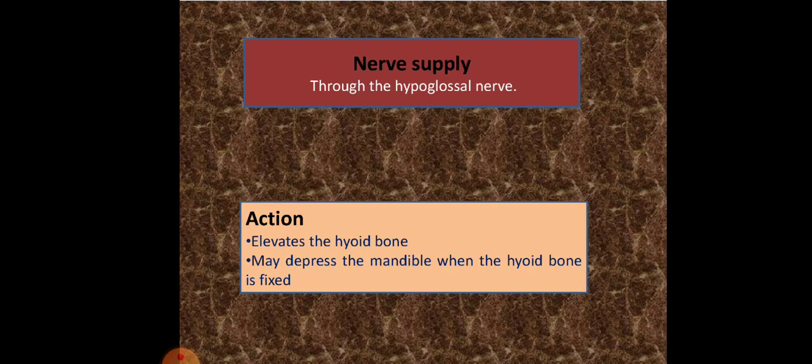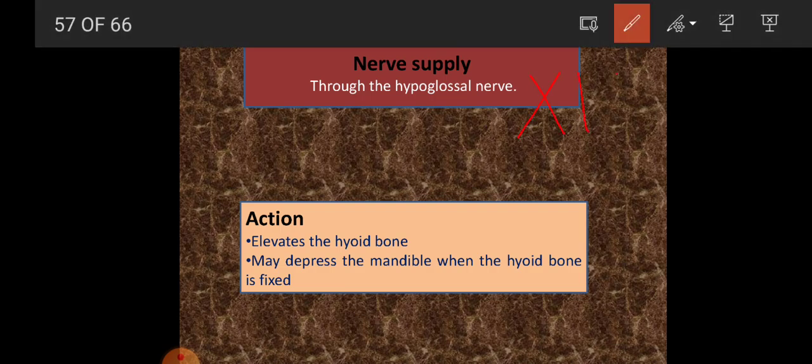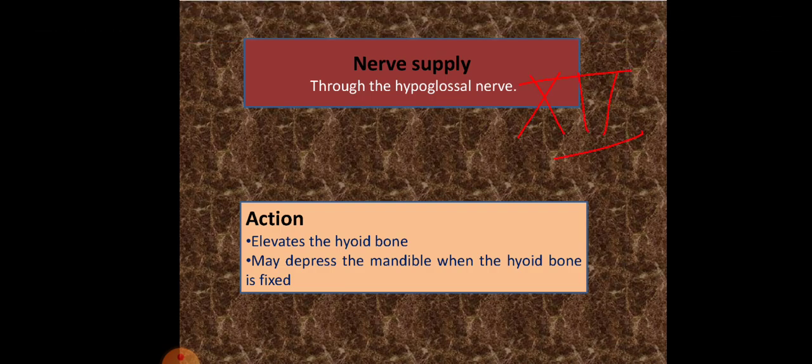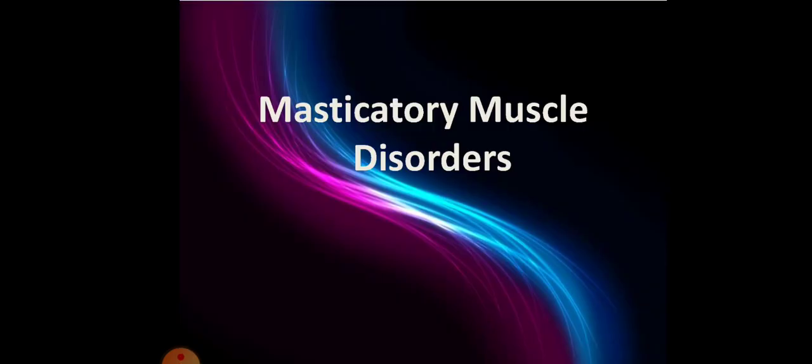The nerve supply is by the hypoglossal nerve. Hypoglossal nerve is the 12th cranial nerve. So remember, the hypoglossal nerve is the 12th cranial nerve, and it is supplying your geniohyoid muscle. And the action of this muscle is elevation of the hyoid bone. It may depress the mandible when the hyoid bone is fixed.